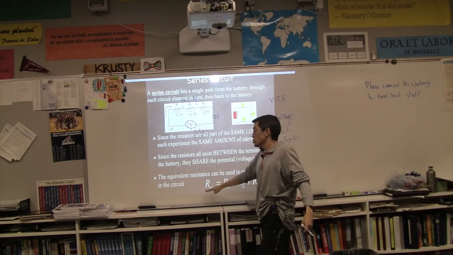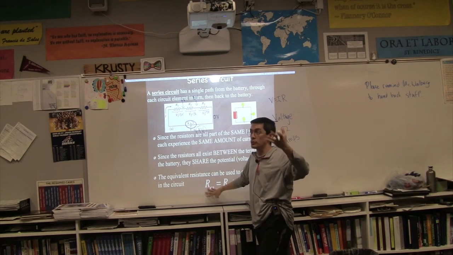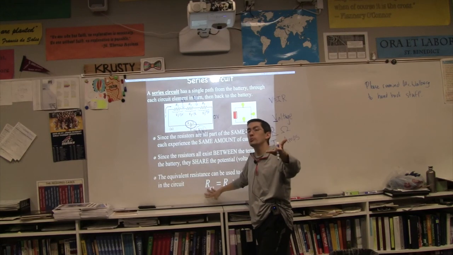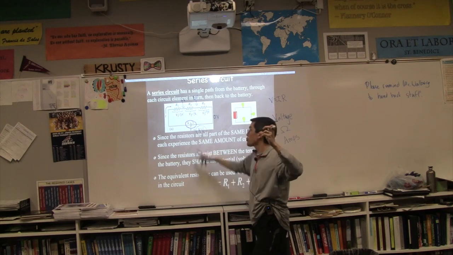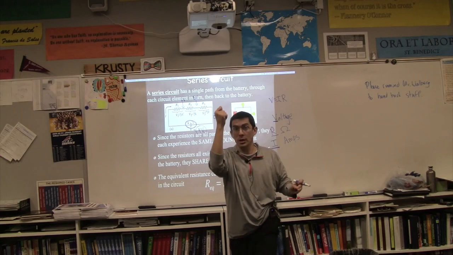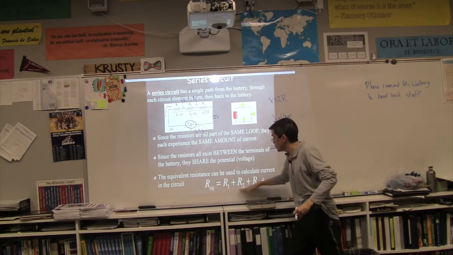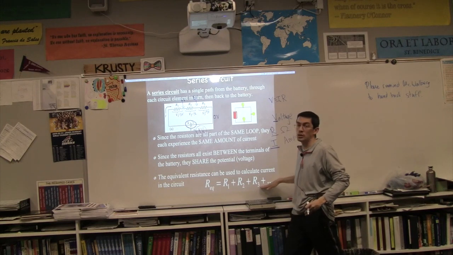So the first thing you do when you're trying to figure this out is you think to yourself, is this a series circuit or is it parallel? The questions you will be asked will tell you. It will usually say you have 3 resistors connected in series. You say, oh, series circuit. If it's a series circuit, then you know you can use this little handy equation here.